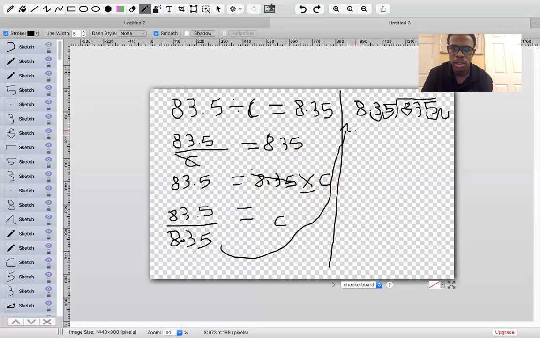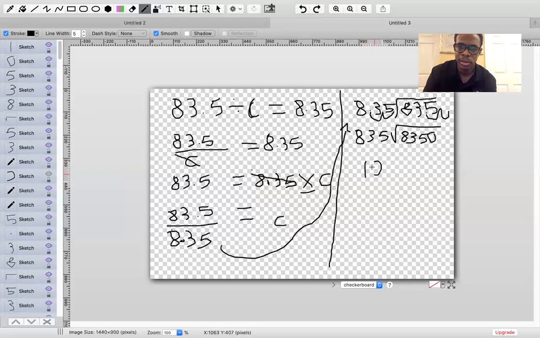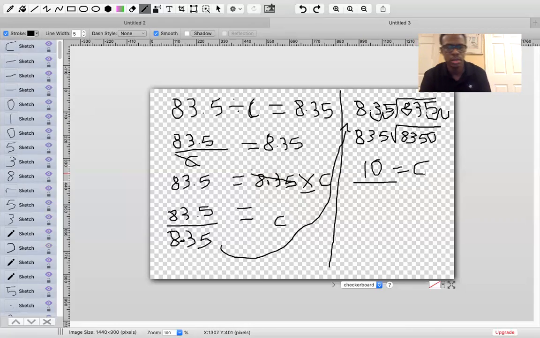It's going to be 835 divided into 835, 0, right? Because this place value holder is going to be a 0 there. So how many times can 835 go into 835? That's going to be 1 time. And then how many times can 835 go into 0? 0. So your answer is going to be 10. So C is equal to 10.